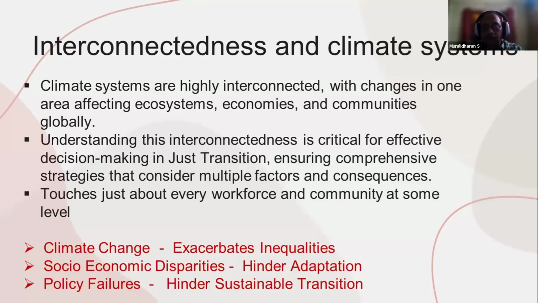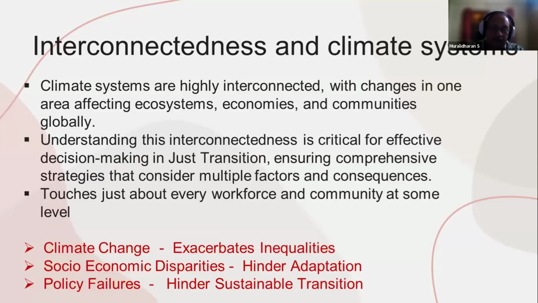And understanding the interconnectedness is critical for effective decision making in just transition, ensuring comprehensive strategies that consider multiple factors and consequences. So all these things will have to be looked at when we come up with a just transition policy, or try to implement these requirements in the respective country or organization. And it touches just about every workforce and the community at some level. So it could be the proximity of the company or the neighboring nation, or it could have serious implications on the economic side when they are into exports and other activities.